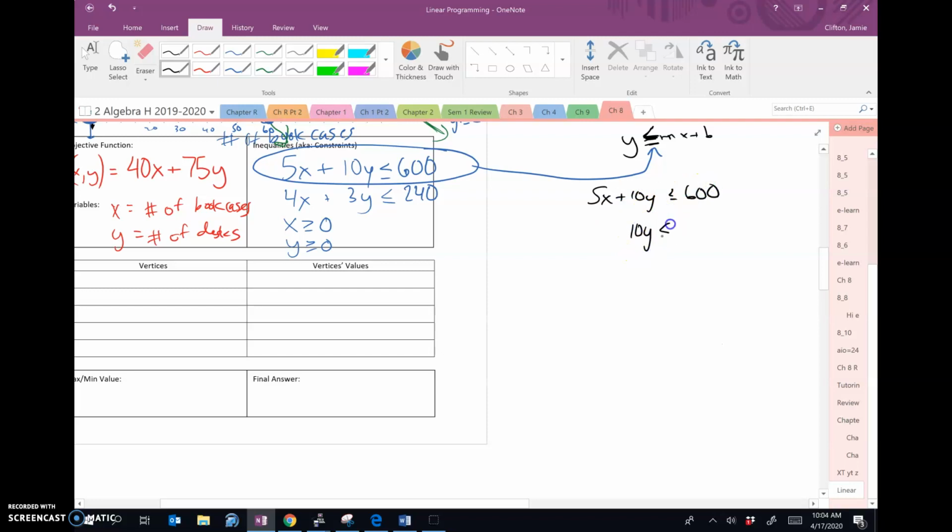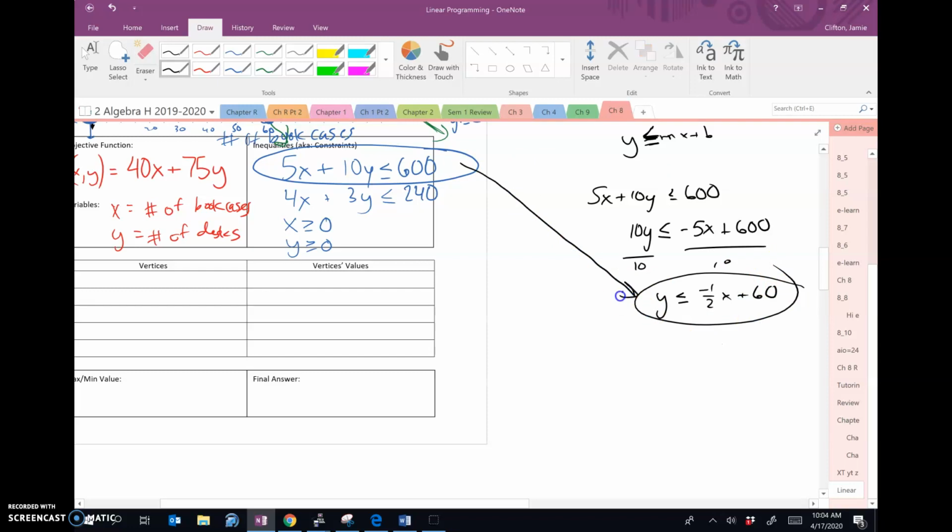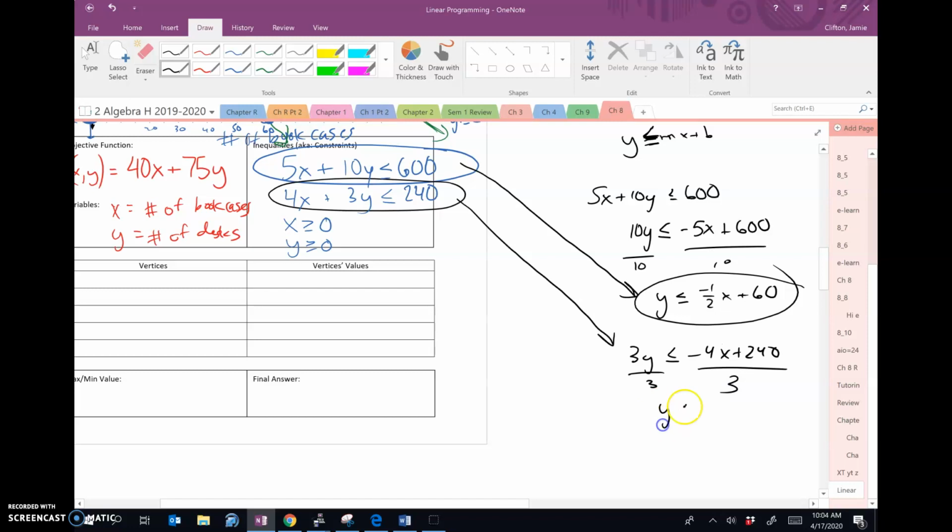Subtract 5x from both sides, and I'm going to put it here just so it sets me up more nicely for Y equals mx plus b form. Divide by 10, so it's going to be Y is less than or equal to negative 1/2 x plus 60. Great, so that is just a different way of expressing that first equation. And then we can do the same thing with the second equation. So now we know the slope and the y-intercept of each of those 2.